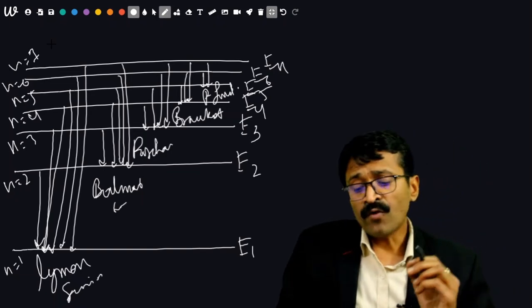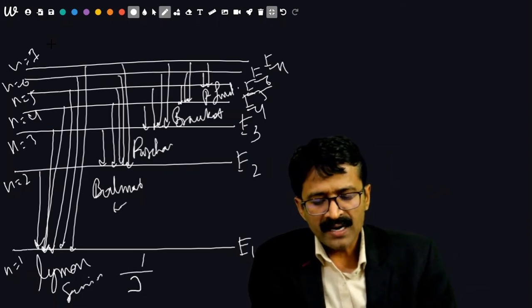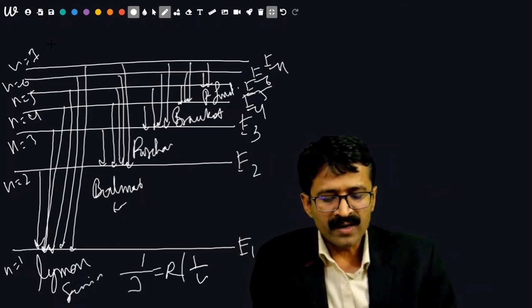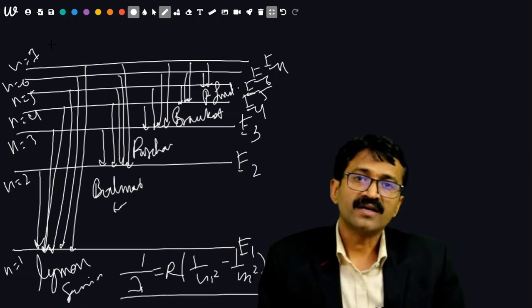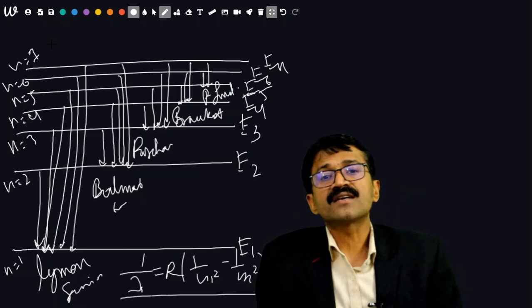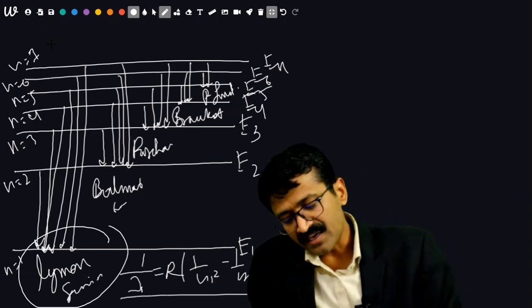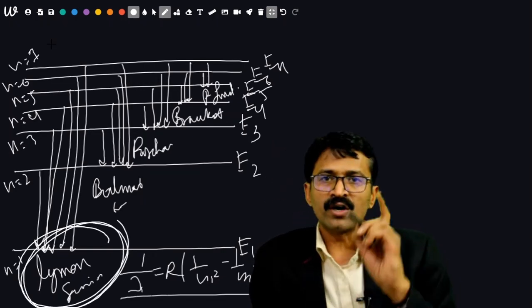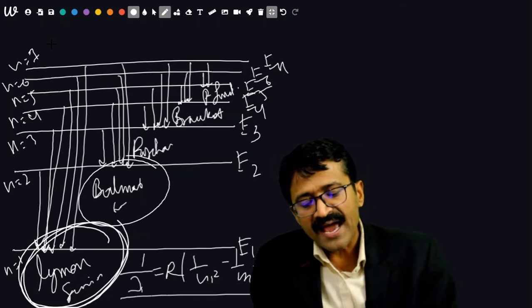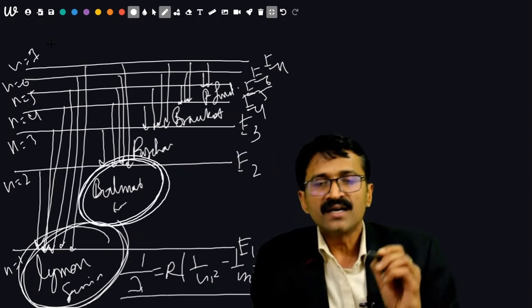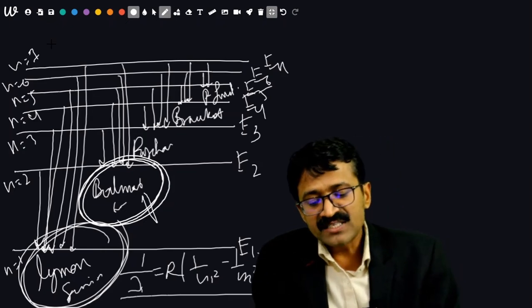Now, what about wavelength in these cases? The wavelength will be 1 upon lambda is equal to R into 1 upon n1 square minus 1 upon n2 square. These wavelengths will exist in a particular spectrum. Now, we shall discuss Lyman. This will exist in the ultraviolet region. Remember students, it is very important. The Balmer series will exist in a particular spectrum, and that is the visible spectrum.